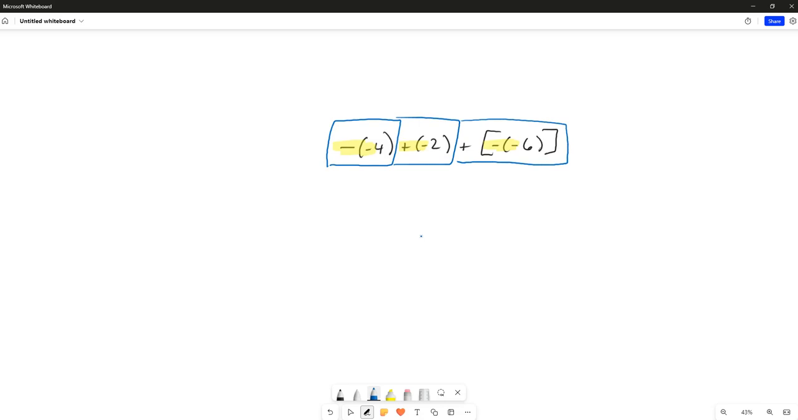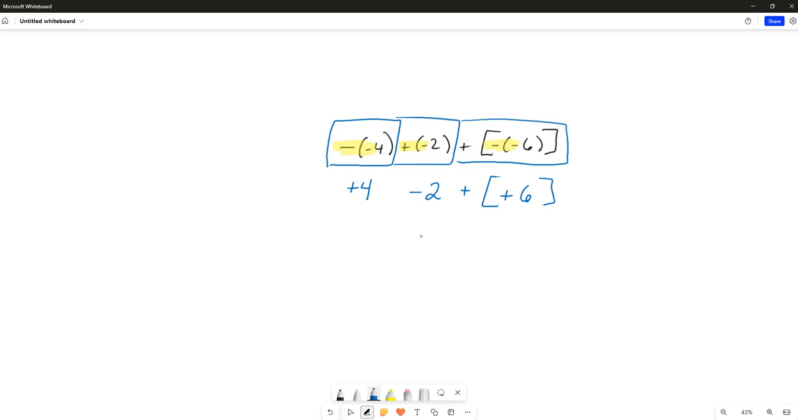Okay. So you'll notice that there's 2 negatives here. So this means that this is a positive 4. There's a negative and a positive here. So this is a negative 2. And then this is 2 negatives here. So this is a positive 6.